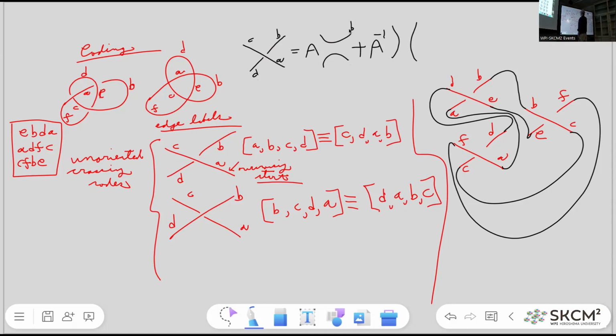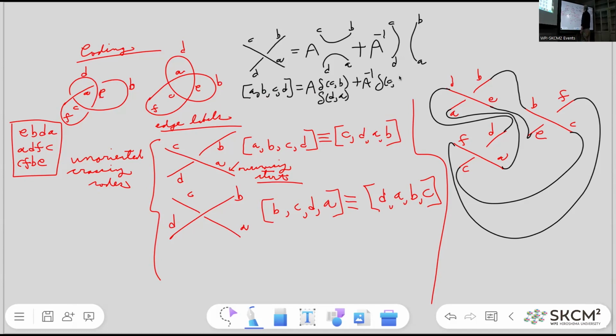Then you have a B and C, and an A and B. I'm thinking of labeling the N, right? And then you have a C, a D, and a B and an A. So you're going to have to say something like A, B, C, D is equal to A times delta CD delta BA plus A inverse times delta CD delta BA.